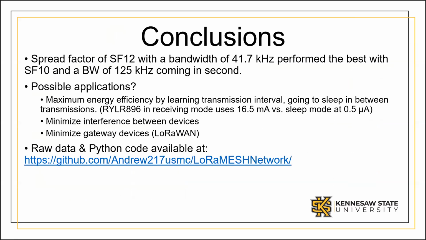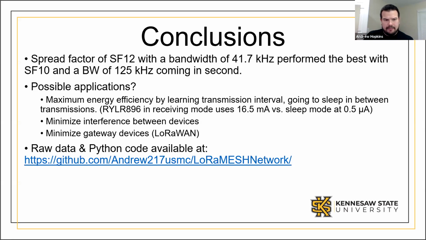So we got conclusions. Spread factor 12 with a bandwidth of 41.7 kilohertz was the best. And some possible applications of this. If you're wanting to run a LoRa transmitter off of a battery, this might help you maximize your energy efficiency by having that transmitter learn the transmission intervals and then go to sleep in between those transmissions. This also might help minimize interference between multiple LoRa devices. And it's possible that this may also minimize your number of gateway devices.